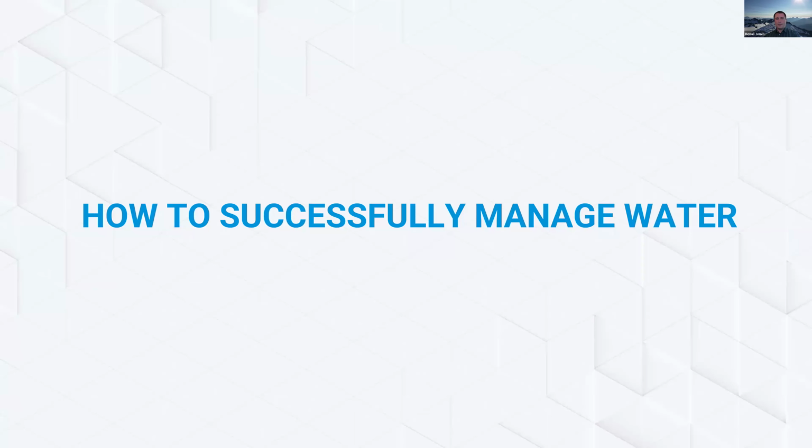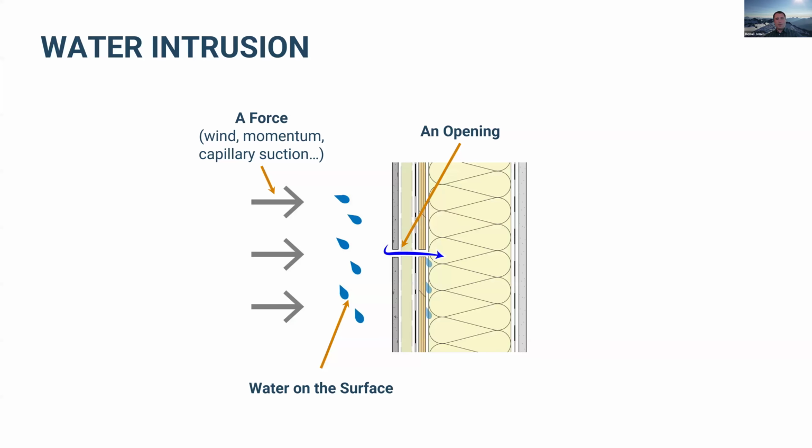So how do we successfully manage water? Well, let's talk about what actually causes water intrusion. You need three things. You need water. You need a source of water. So that's pretty easy to get, either rain or runoff, or could be an irrigation system spraying the wall that's next to the building. Some source of water. Usually it's going to be rain, wind-driven rain, hitting the wall.